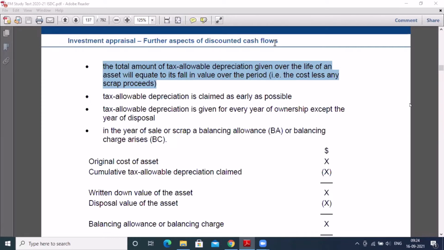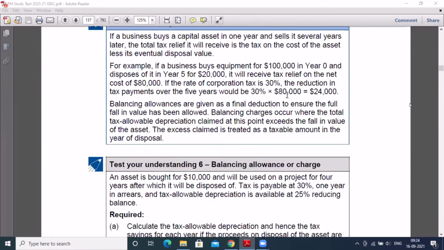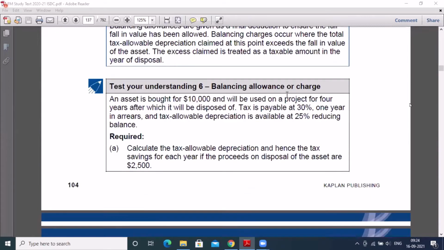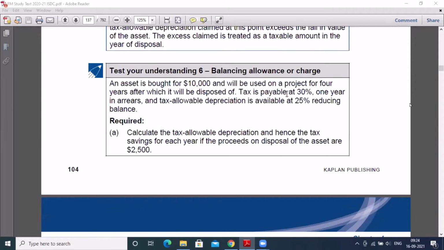I hope you understood the second point. Any other queries? Now, shall we discuss a small question on balancing allowance or charge?